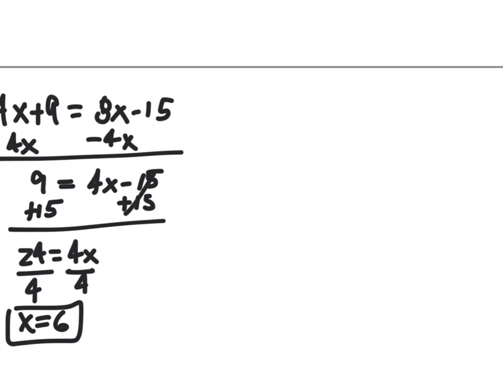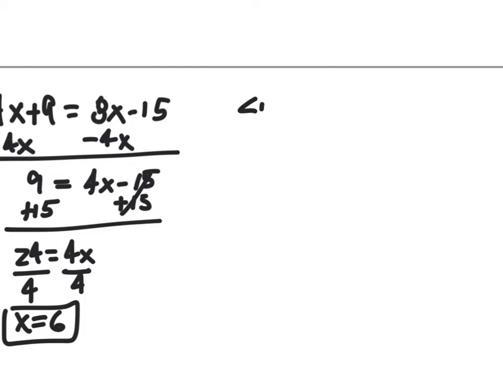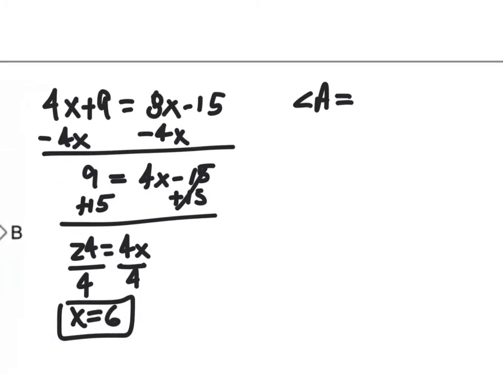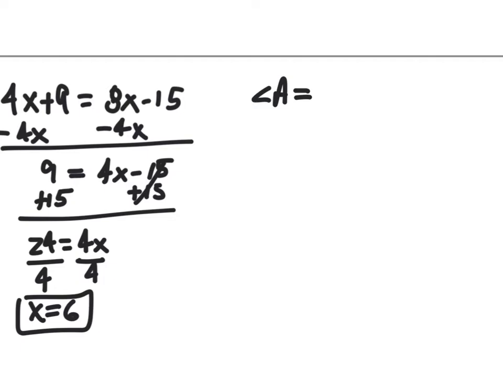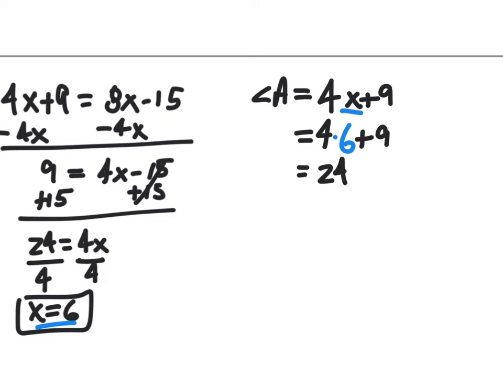But what I need to do is find what angle A is. I know that angle A has the value of 4x plus 9, and I want to plug in 6 for x. So I've got 4 times 6 plus 9. That gives me 24 plus 9, which gives me 33. So angle A is equal to 33 degrees.